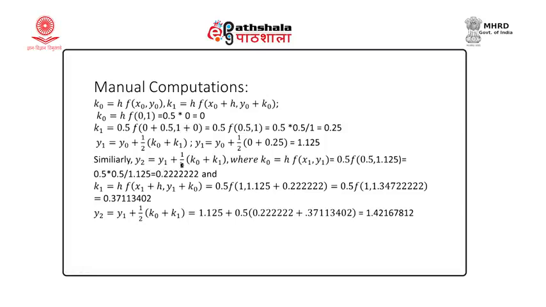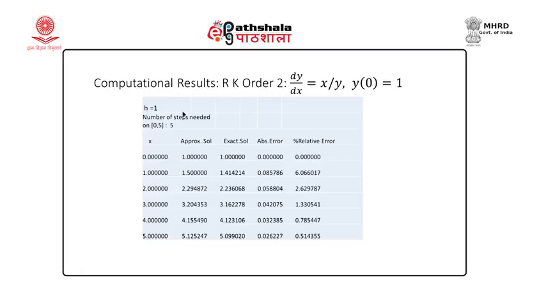So, y2 will become y1 plus half of k0 plus k1, and k0 is h f(x1, y1), h is again 0.5, x1 now is x0 plus h, 0.5, and y1 is 1.125. Repeat this and similarly repeat it. So, we get y2 as 1.42167812. So, this is how we have to proceed, and again the program, if we can use it, or you do it manually. So, h equal to 1.